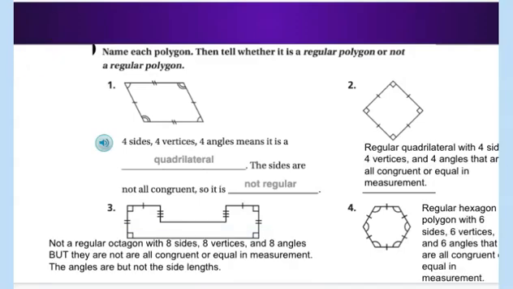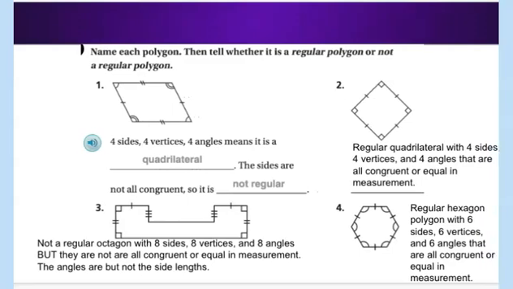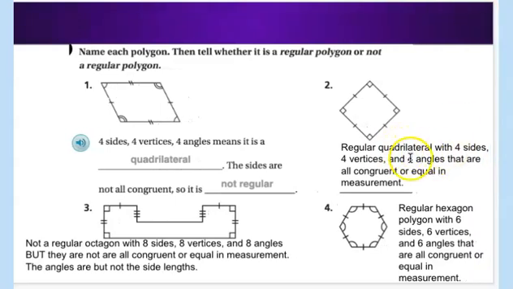All right, how did you go? So this one was a regular polygon. It was a regular quadrilateral with 4 sides that were the same length. I could tell by the dashes, 4 vertices and 4 angles. They're all congruent or equal because even these sides are the same. See how they have the same shape? In this case, they're right angles. That's represented by a square.